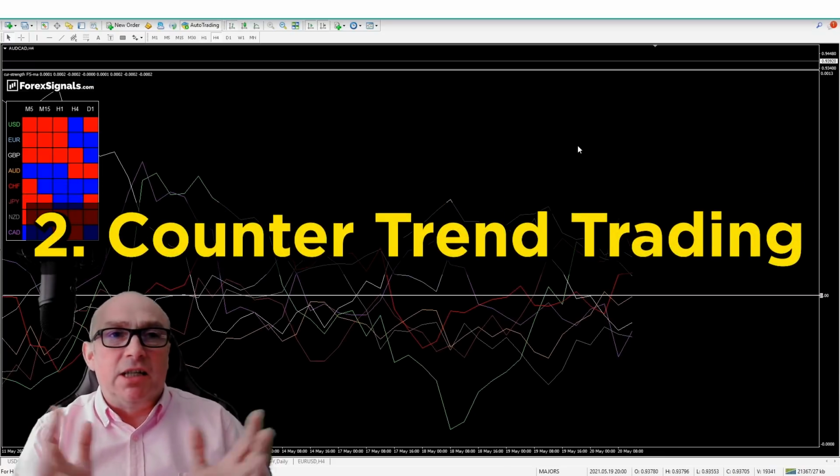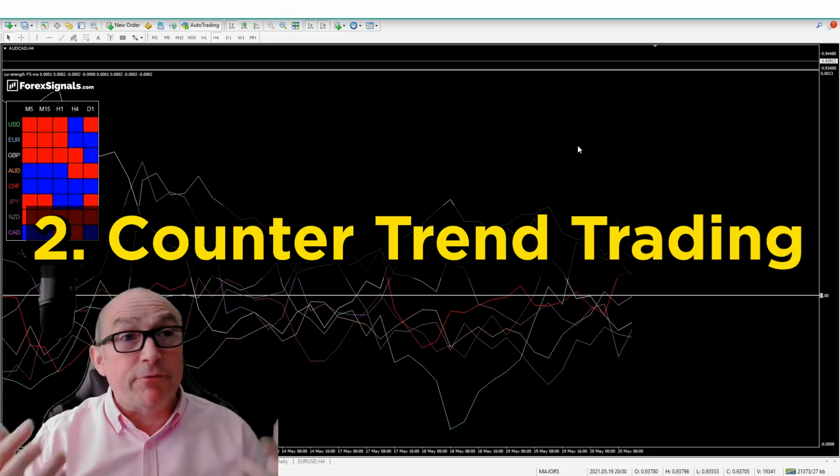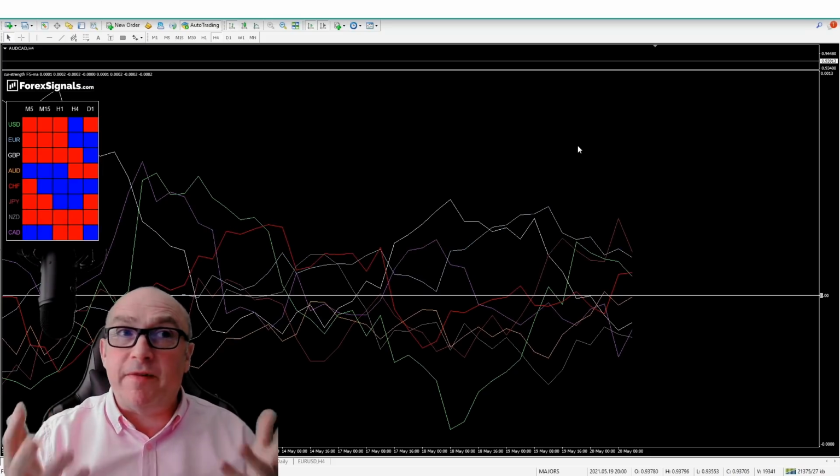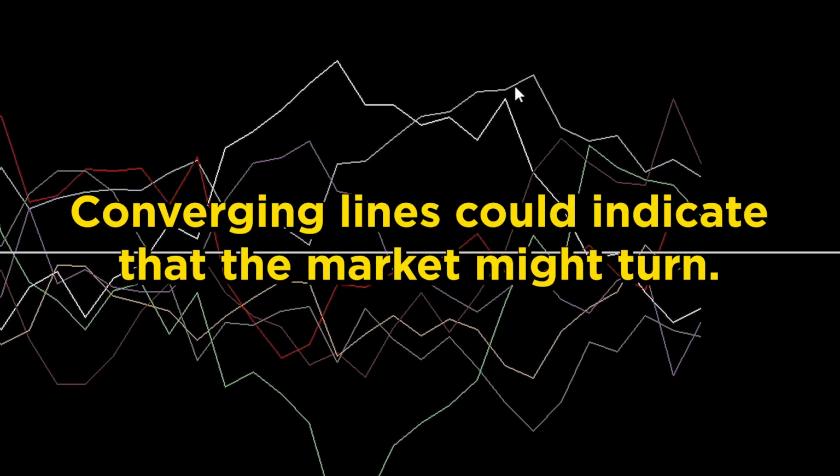Okay, so now let's look at an example of how you could use the momentum meter for counter trends. That's basically looking for reversals. You'll see here the blue line. This is the euro. It's been in a period of strength and it's heading up. And you see the Australian dollar, well, flat to negative bias. But now more recently, there's been a shift. The lines are now converging. Converging on each other basically means that maybe the market is going to turn.